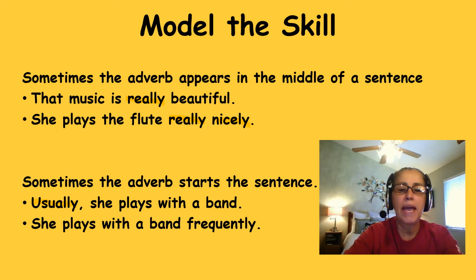Now let's look at this next one. She plays with a band frequently. Frequently here, and it's at the end of the sentence, is my adverb. Again, it describes a verb, an adjective, or another adverb. What is she doing here? Plays. How does she play in the band? Frequently. Again, your adverb could appear at the beginning, the middle, or the end of a sentence.